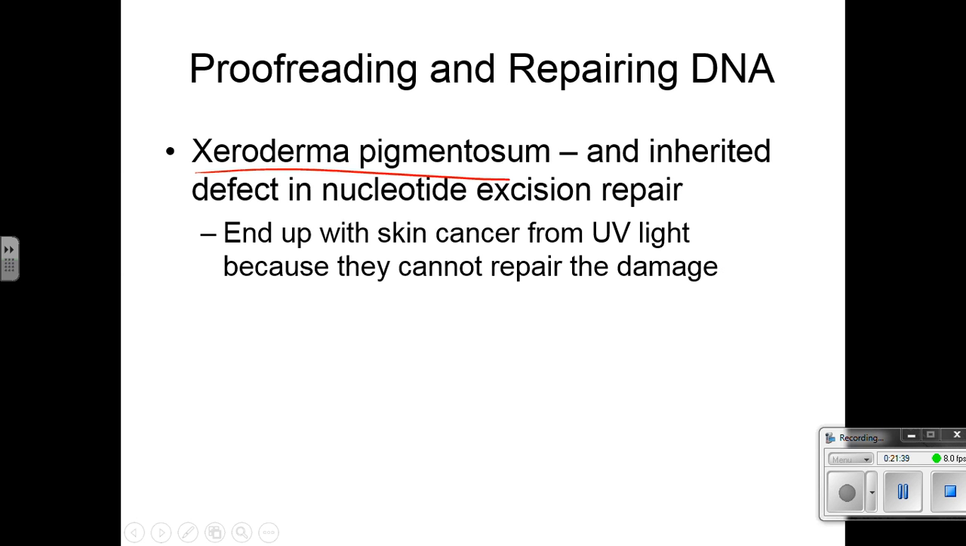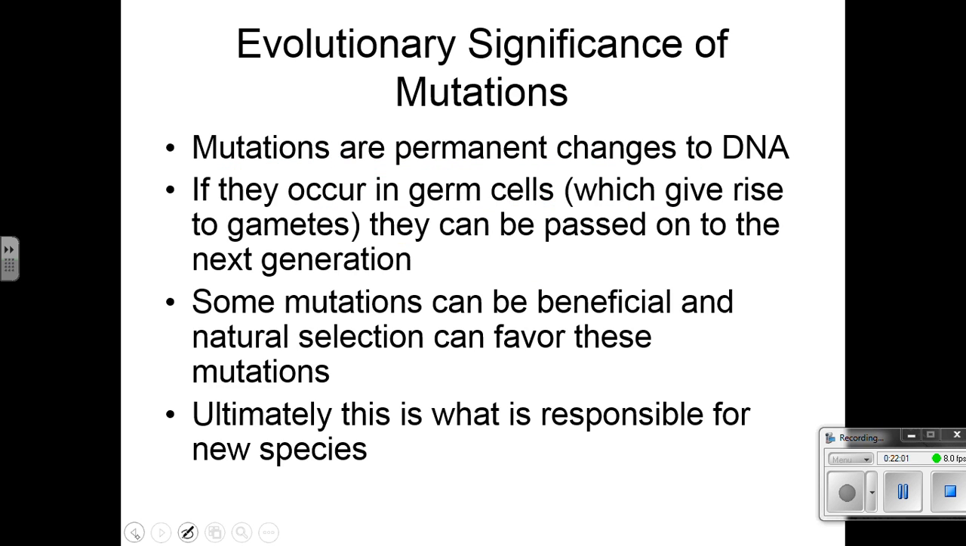Xeroderma pigmentosum is actually an inherited defect in one of the nucleotide excision repair mechanisms. So it doesn't repair the DNA. Usually these people end up with skin cancer because they can't repair the damage. Once the cells are out there and they get damaged, they can't repair it. And so they're more susceptible to skin cancer earlier in life.